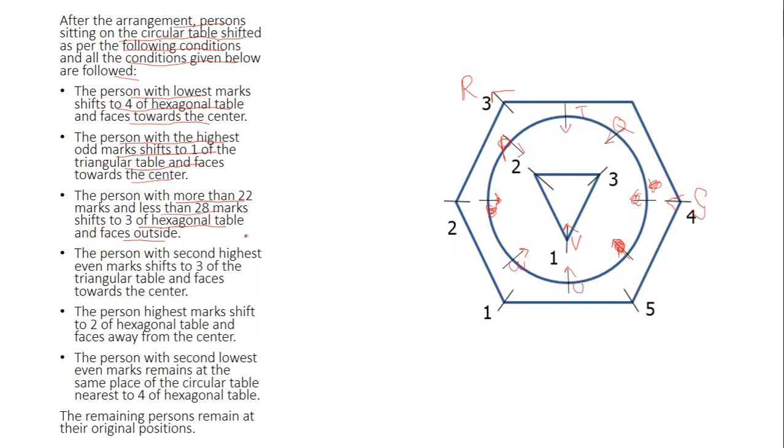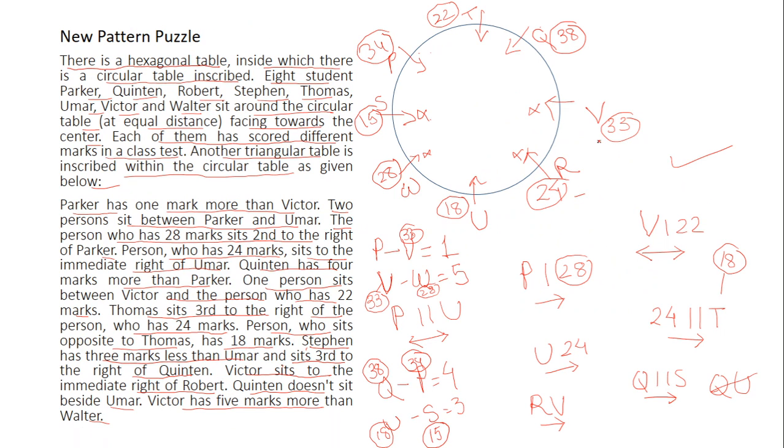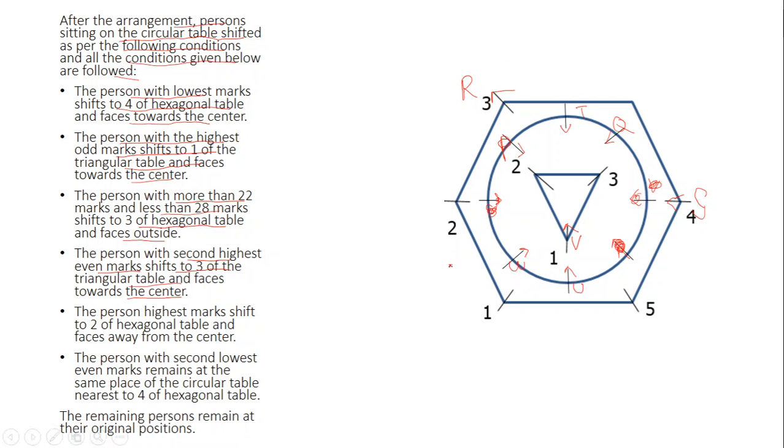Okay, then the person with second highest even marks is shifted to third of the table and faces towards the center. The person with the second highest even marks, 38 is highest, is P. Okay, then P would be shifted to here. P would go to the position 3 of the triangular.